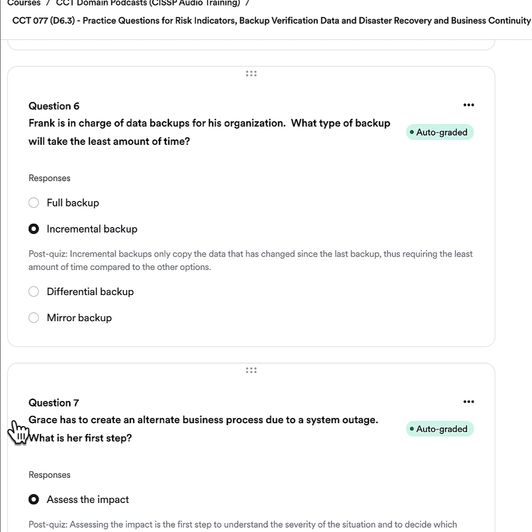So which backup will take the least amount of time? And that is B, an incremental backup only copies the data that has changed since the last backup, thus requiring the least amount of time between the various backup stages.